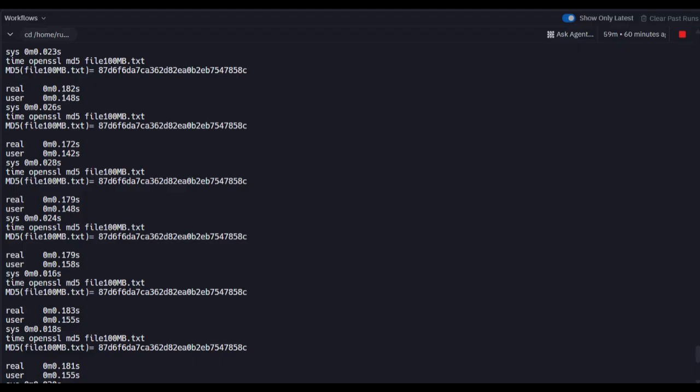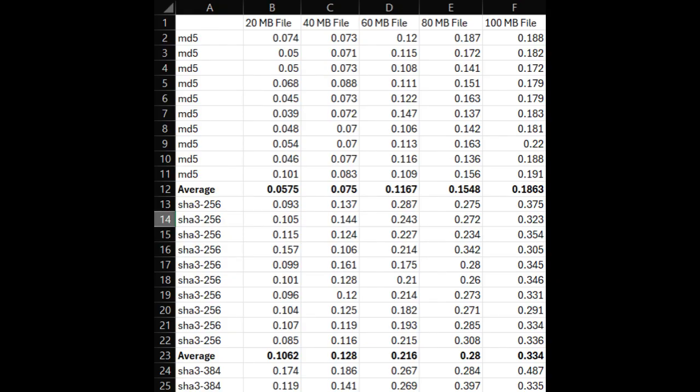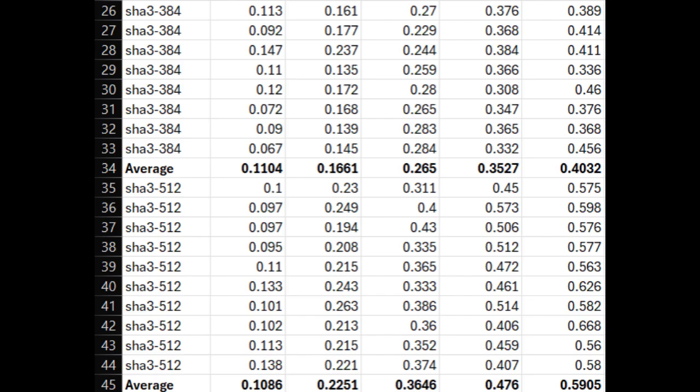The next item was to collect all of these data points into a spreadsheet and to collect the averages shown from each hashing algorithm and per file size. So I have 2 screenshots here. The first one shows the averages for the first 2 algorithms, MD5 and SHA-3 256. And then the second screenshot shows the averages from SHA-3 384 and SHA-3 512.